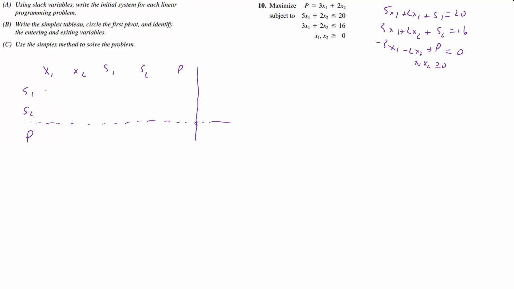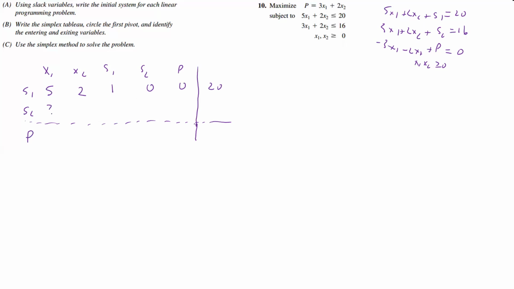Now we can write the constants from these equations into this tableau. The key thing is we can't rearrange the rows. We can't just say this is S2, this is S1, and move things around. We have to do it in order as it is. So S1 means we're looking at the first row: a 5x1, a 2x2, a 1 for s1, a 0, and a 0 for P, and then it equals 20. This is our equal side over here.